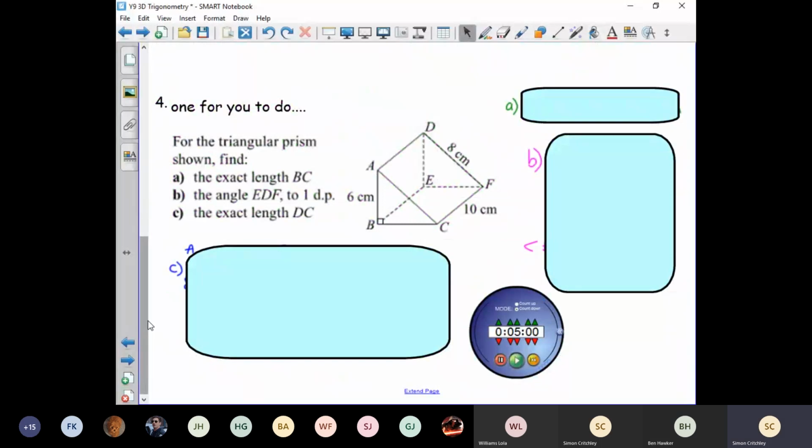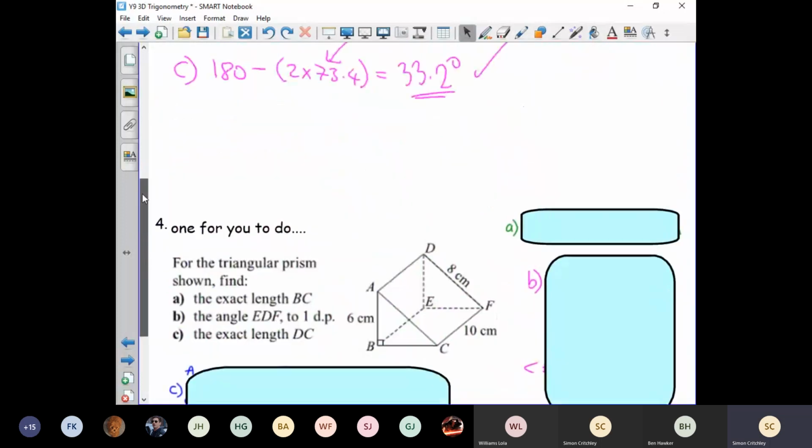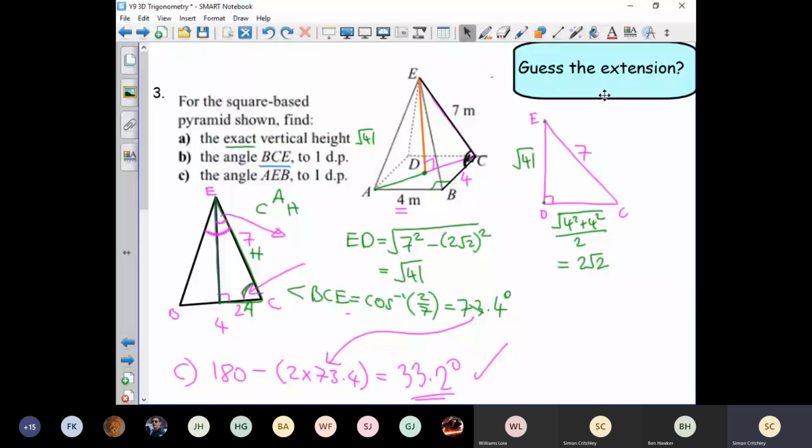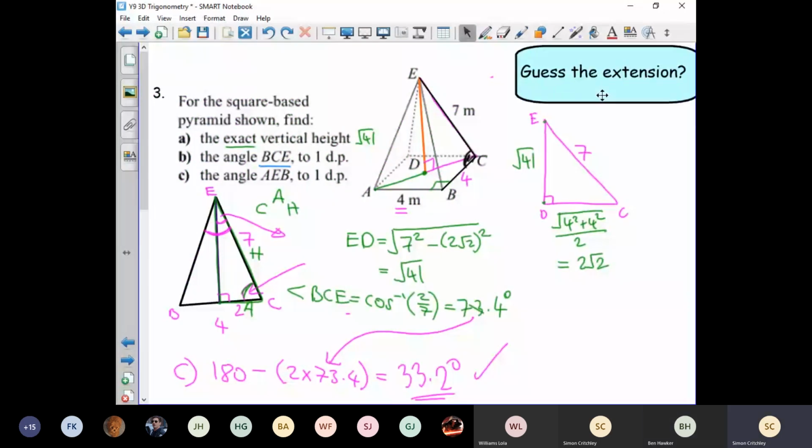So this question is about a triangular prism. Oh, actually, what I didn't do before, this was at the top here. I wanted you to guess the extension. There's a question hidden underneath here. Anyone guess what that question hidden underneath there could be? Can you type in the box what you think that extension question could possibly be? Could it be related to this prism, pyramid?